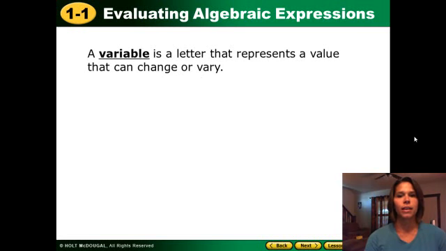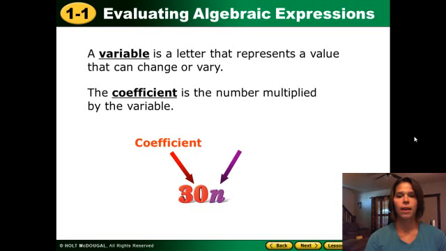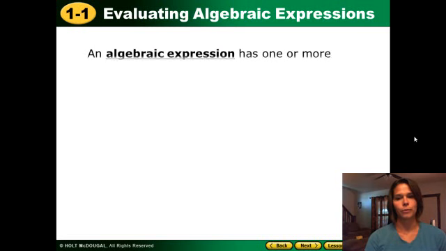A variable is a letter that represents a value that can change or vary. The coefficient is the number multiplied by the variable. Here's a quick little example of those two vocabulary terms. The 30 is the coefficient out in front that you would multiply by. The n, which is the variable.